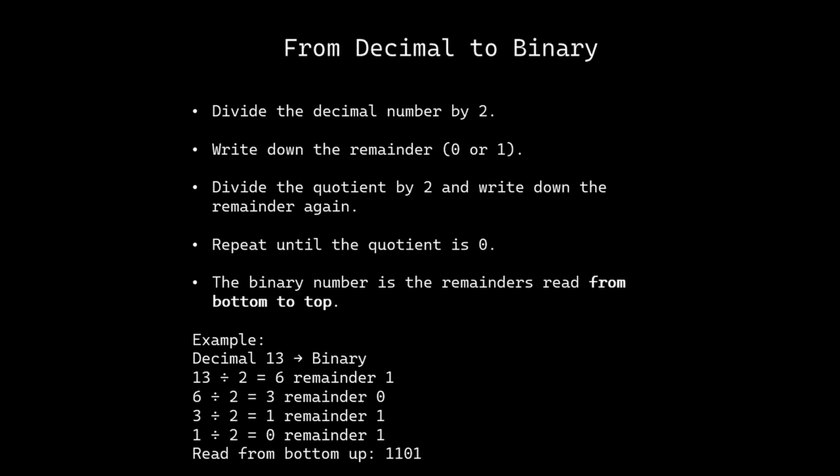So, 13, how to turn it into binary from base 10. 13 divided by 2 is 6 with remainder 1. Then 6 divided by 2 is 3 with remainder 0. Then 3 divided by 2 is 1 with remainder 1. And 1 divided by 2 is 0 with remainder 1. So, when we read it from the bottom up, we have 1, 1, 0, 1.